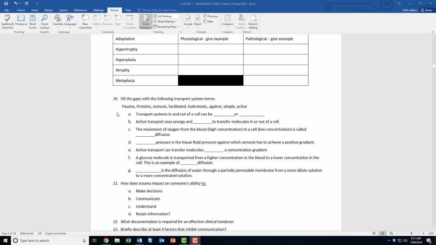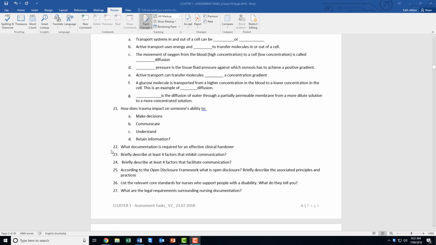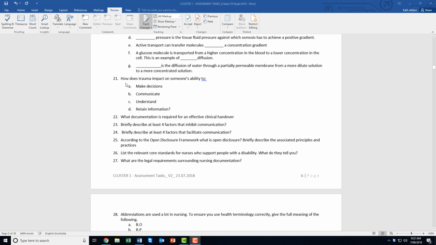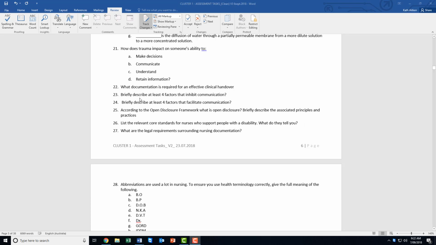Question 20, fill in the gaps. Along the top here are all the words that fit into these questions for question 20. So you'll just need to take each one of those and fill them into the appropriate boxes. Question 21, how does trauma impact on someone's ability to? For each of those, you want to give at least a sentence or 2, giving a description of how trauma impacts those things.